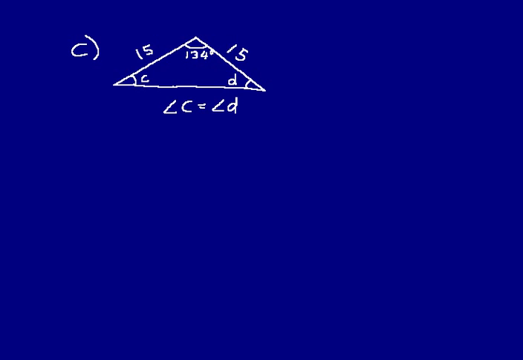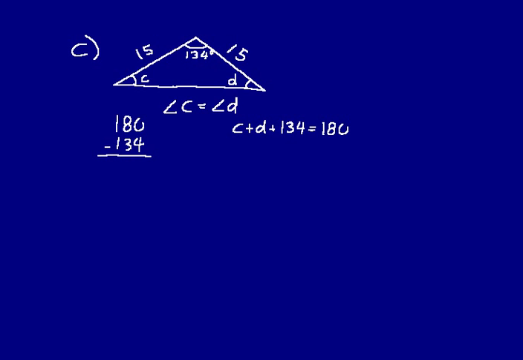Okay. Now we know that the total angles in a triangle add up to 180. We've been given that the obtuse angle is 134. So if we did 180 minus 134, that would tell us how much C plus D equal. Another way to write this problem would be C plus D plus 134 is equal to 180.